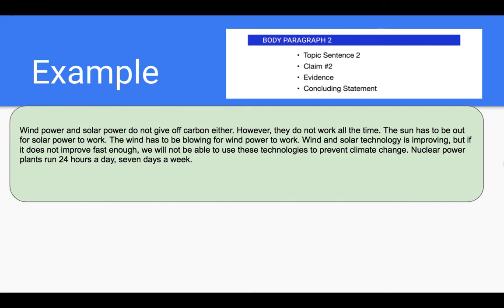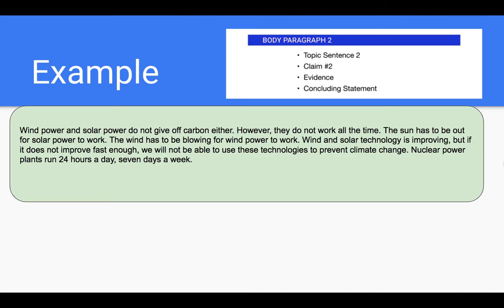Wind power and solar power do not give off carbon either. However, they do not work all the time. The sun has to be out for solar power to work. The wind has to be blowing for wind power to work. Wind and solar technology is improving, but if it doesn't improve fast enough, we won't be able to use these technologies to prevent climate change. Nuclear power plants run 24 hours a day, 7 days a week.